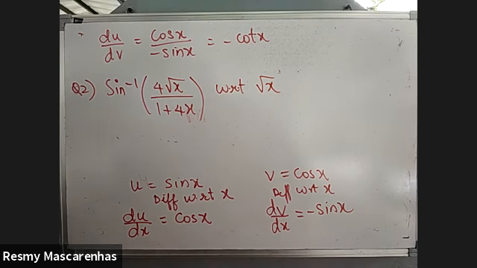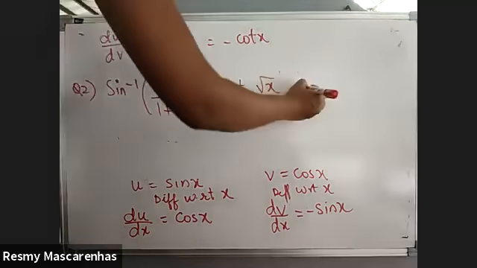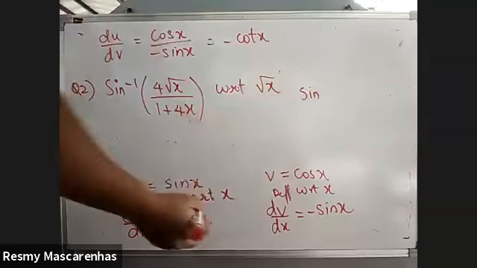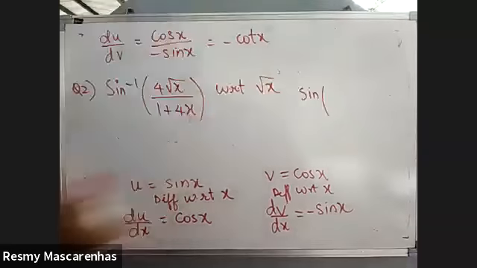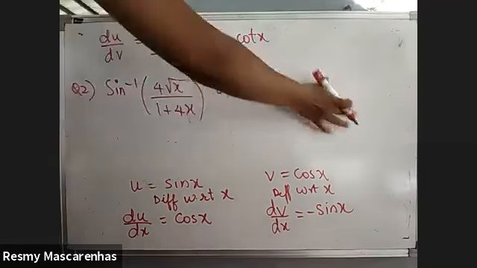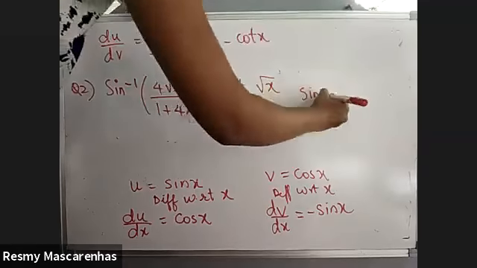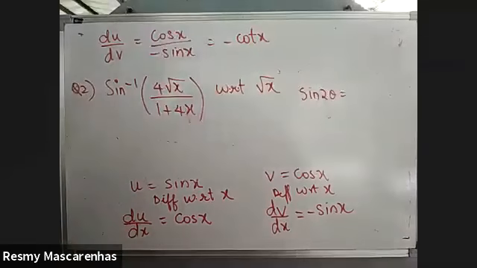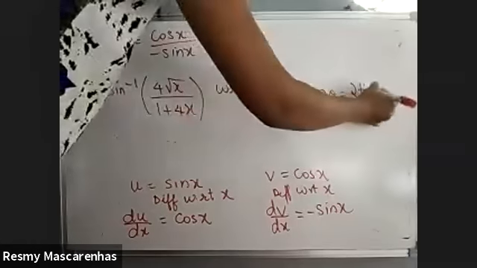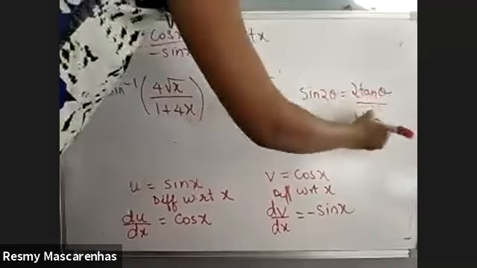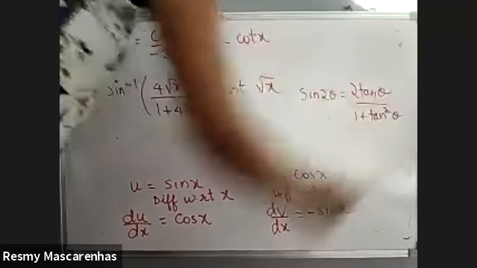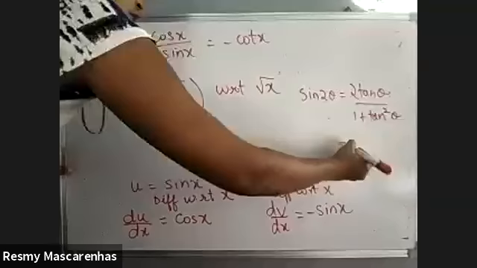Okay. So this is sine inverse of some complicated function. So you know that it is of substitution type. Now to use substitution type, whenever there is a sine inverse of something, you can just look for this formula. Sine 2 theta is nothing but 2 tan theta upon 1 plus tan square theta. We had studied this in inverse trigonometry.